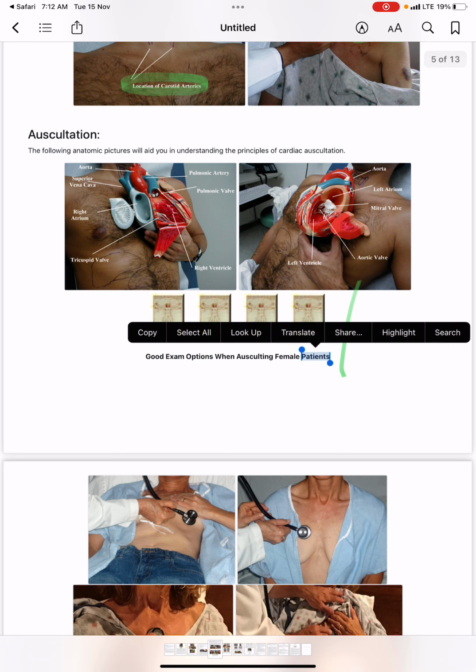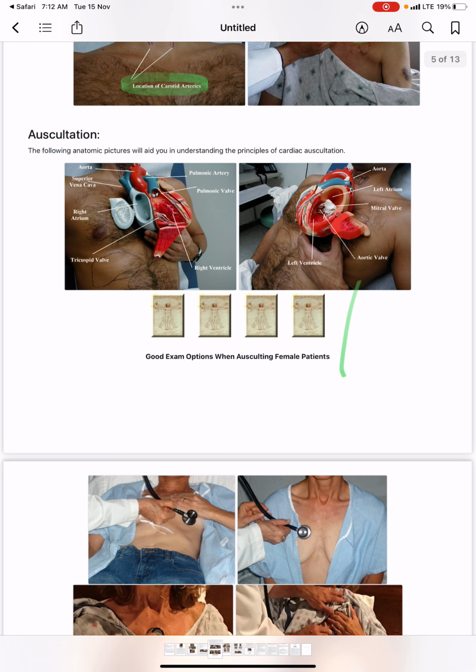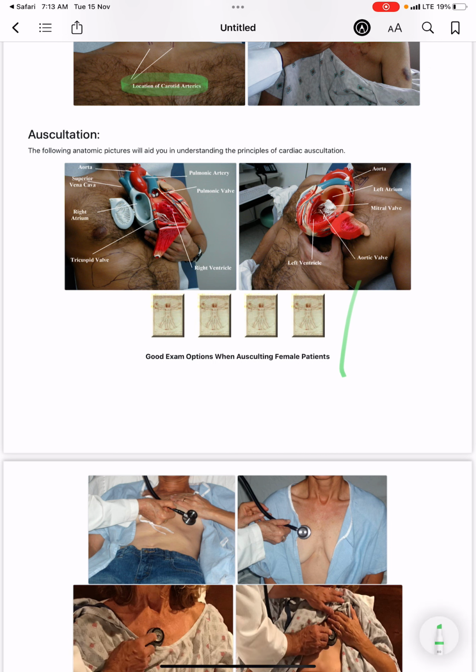So here, this is the right atrium. This is the tricuspid valve, superior vena cava, aorta, pulmonary artery. Here is the pulmonic valve, right ventricle, left ventricle, aortic valve, mitral valve. So this white one is the mitral valve, left atrium, and this is the aorta. Okay.